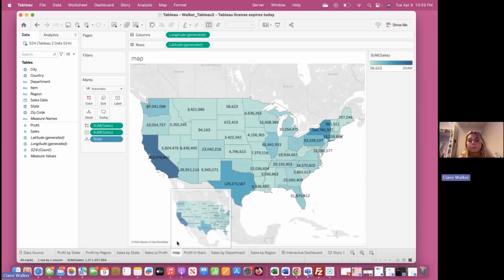Next, here's the map. The map's really nice because you can see the darker states obviously are higher, and you can see all the sales for each state. It's very visual, like I said, easy to understand. Anyone could see this and know what they mean, basically.